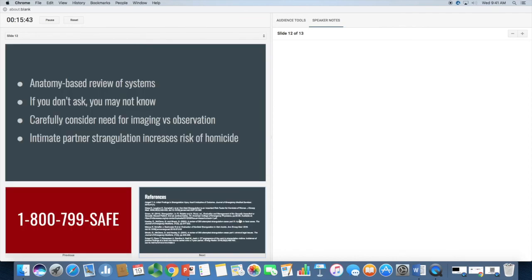So in summary, think about your anatomy. Do an anatomy-based history, anatomy-based review of systems. Ask your patients, particularly in police custody or status post any kind of assault. And really think about your imaging. Again, there's not great data to guide you. But you can always pull up the algorithm from the Strangulation Training Institute if you want something to back up your decision. And then finally, just remember the increased risk of homicide in patients who are strangled in the setting of an intimate partner relationship.